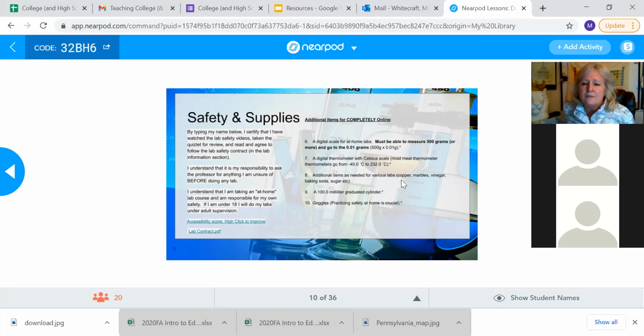Additional items as needed for various labs: they use copper fixtures that they can get at Lowe's or Home Depot, marble, vinegar, baking soda, etc. We also make sure they purchase a 100 milliliter graduated cylinder, and my school bookstore sells all of this. They also have to have goggles. So that's what they have to buy if they're doing the virtual labs, or if you're teaching high school, that's what they would need. Maybe your school could buy these and then just reuse them from year to year.